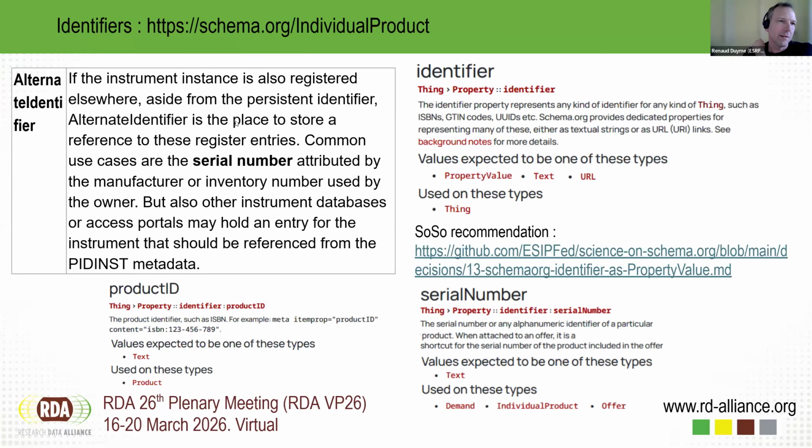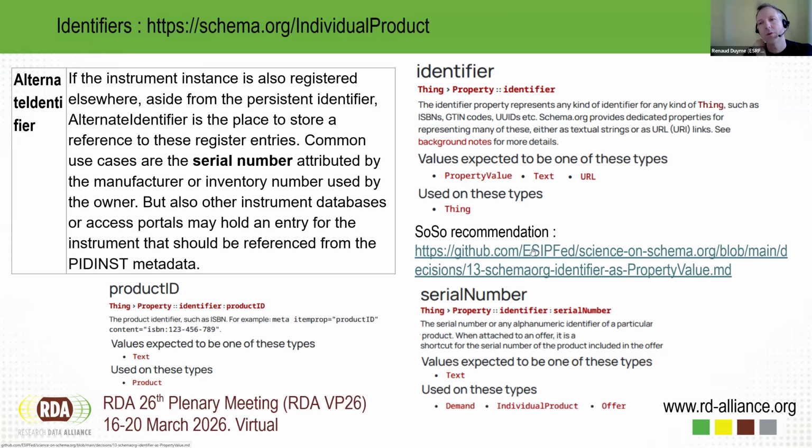And for the alternate identifier, so the serial number. The serial number is only available in the individual product. But on product, you also have a product ID. It's a bit weird on the model, but they both inherit the property identifier.